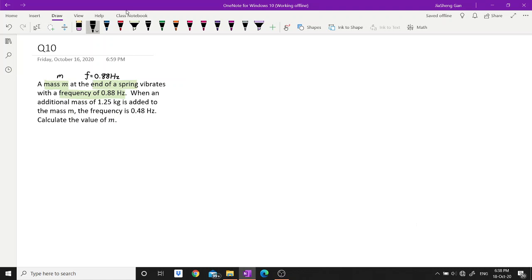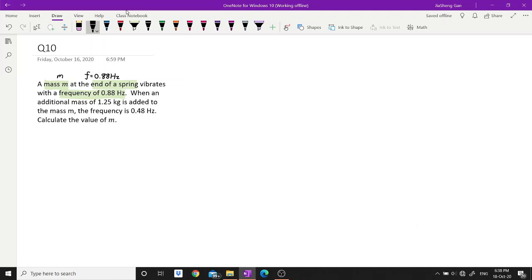Afterwards, they say that when an additional mass of 1.25 kg is added to the mass M, then the frequency is 0.48 Hertz. This kind of question, I think a lot of students don't like to solve. I usually call it a ratio comparison question. It means there's an old situation and a new situation, and you have to relate the two situations together.